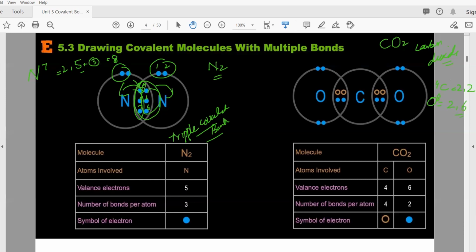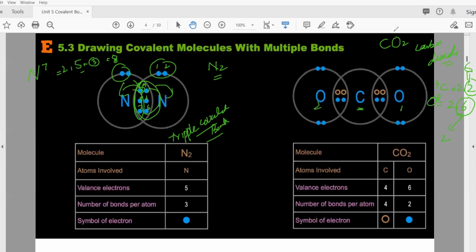So if you see the carbon has how many? Two, and oxygen has six. So if this carbon wants to make the last shell complete, it needs how many more? Six. And this oxygen needs how many? Two. So now see that this carbon is making the covalent bonding with two oxygen, one and two.